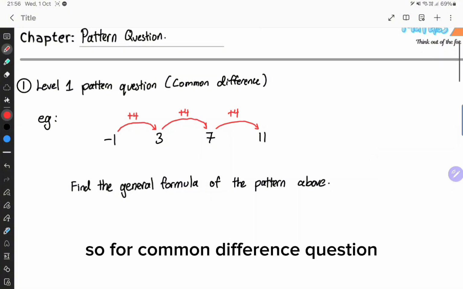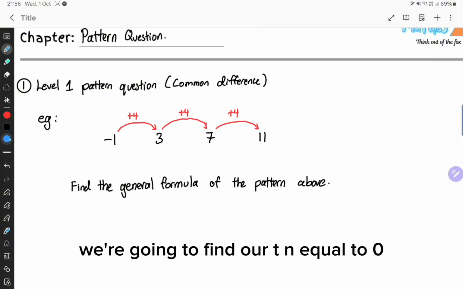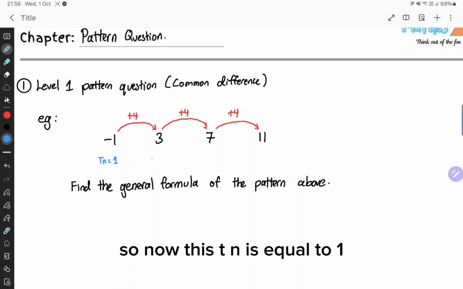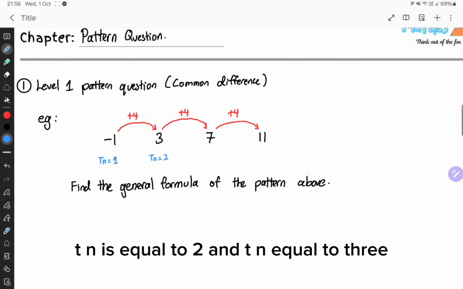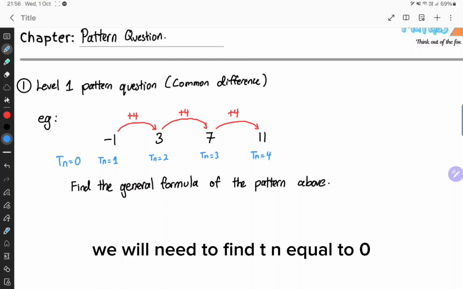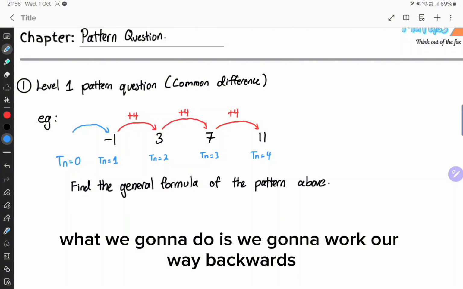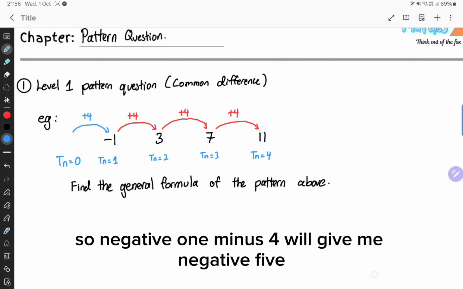So for a common difference question, the method is we're going to find our Tn equal to 0. So now this is Tn equal to 1, Tn equal to 2, Tn equal to 3, Tn equal to 4. So the first thing is we will need to find Tn equal to 0. For Tn equal to 0, we're going to work our way backwards. So -1 minus 4 will give me -5.